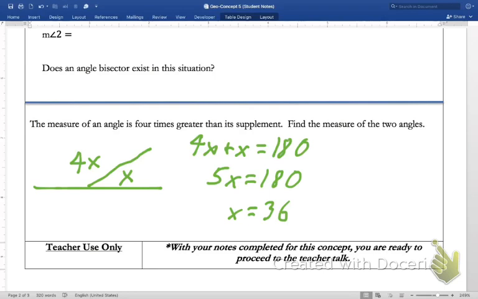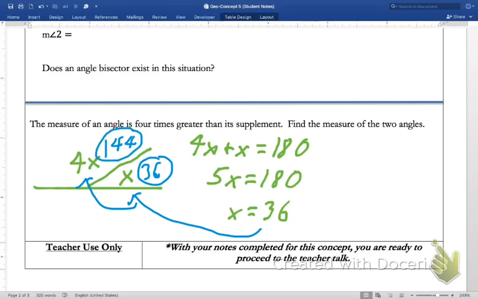It says find the measure of the two angles. So I'm going to take that 36 and I'm going to put it in for x into both angles. So this angle would be 36. And 4 times 36 gives us 144. And if I've done it right, those two angles should add up to 180. And they do. Hooray.